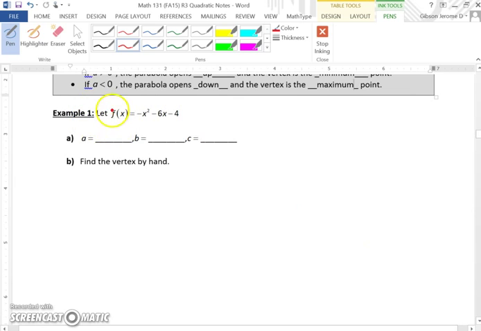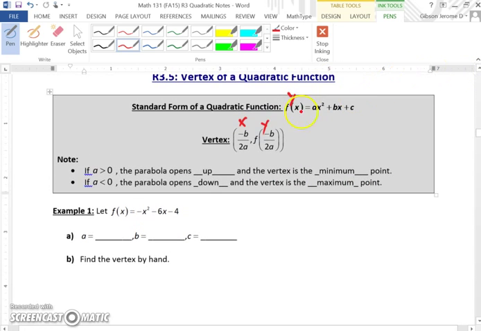Now, let's look here at example 1. Let f of x equals negative x squared minus 6x minus 4. First of all here, we know f of x really means y. But we want to list our a, b, and c. It's set up just like the formula we have up here. So our a would be negative 1, our b would be negative 6, and our c would be negative 4. Does anyone have any question on how we got a, b, and c?